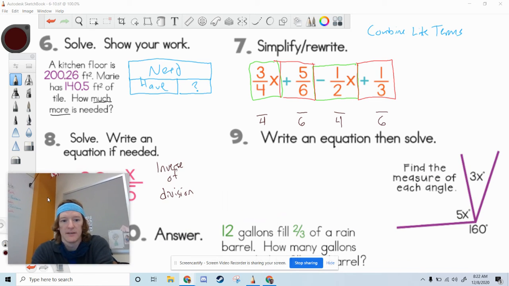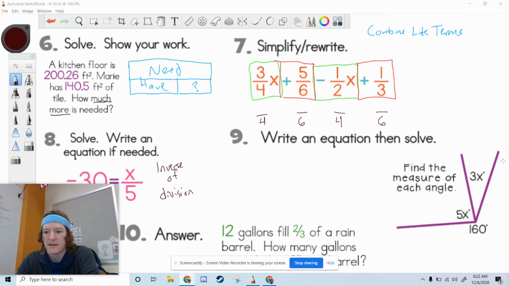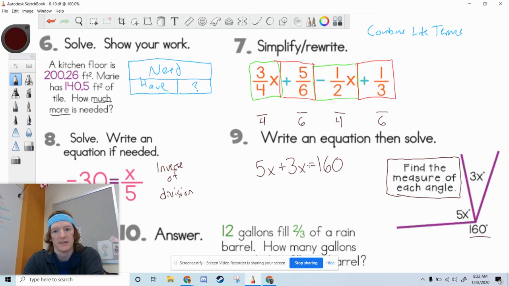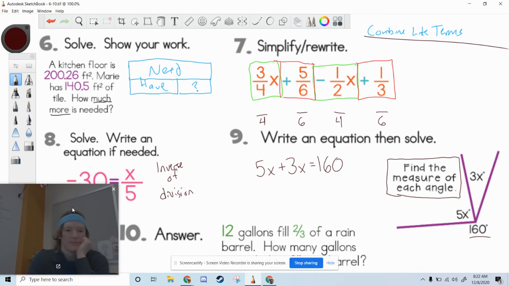Number 9. Here we have an entire angle that's 160 degrees. It's labeled here as a 160. The whole thing is 160. So we need to say that 5x plus 3x equals 160. We need to figure out what x equals, and then find out what each angle equals. So you can combine like terms first, and then you'll be able to do the inverse of multiplication to figure out what x is, and then tell me what each angle is going to be.